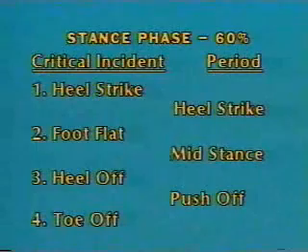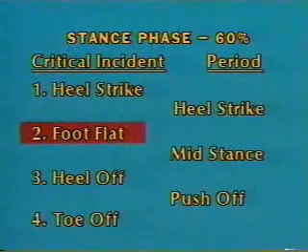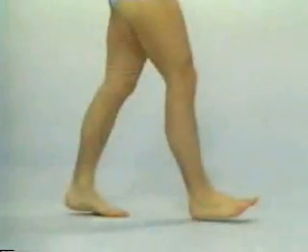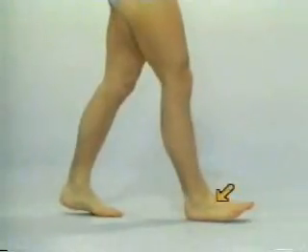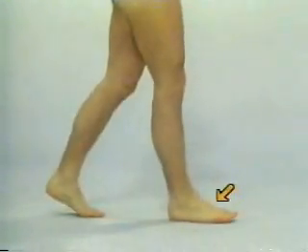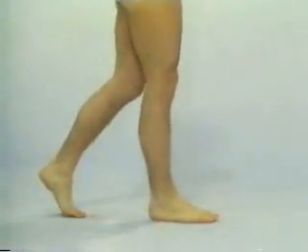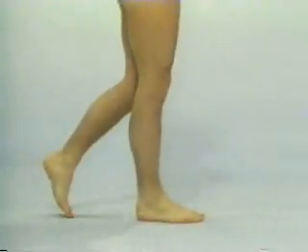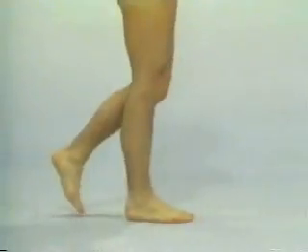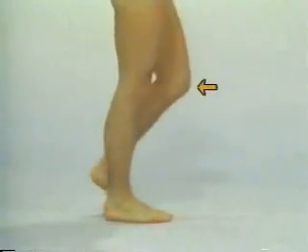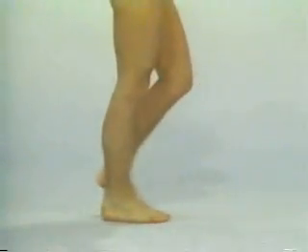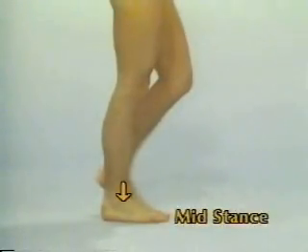Foot flat. Following heel strike, there is then controlled relaxation of the foot and ankle dorsiflexors to allow the forefoot to come into contact with the ground. As the opposite extremity progresses through the swing phase, the body weight becomes centered momentarily over the supporting foot, and this period is known as mid-stance.